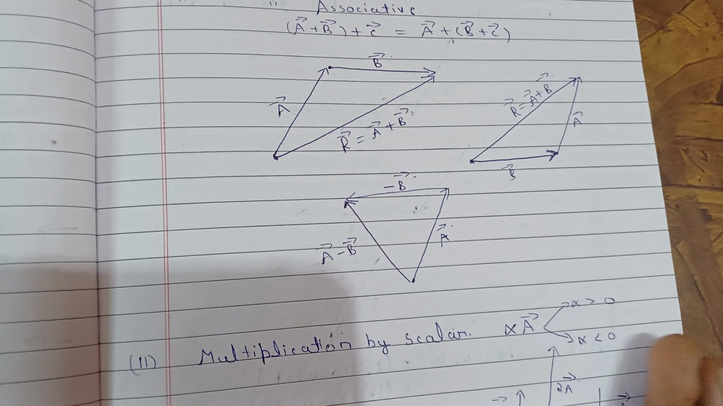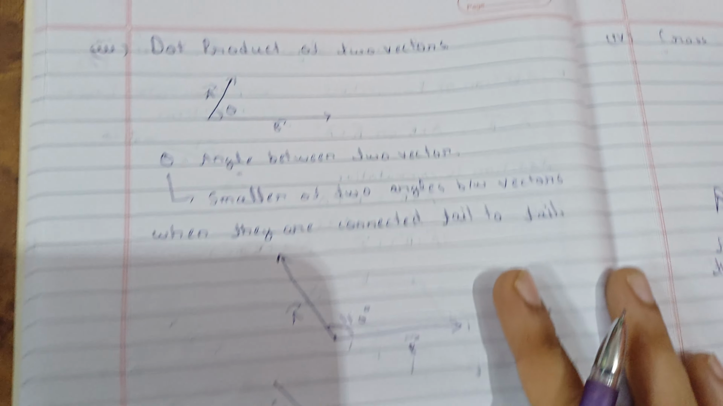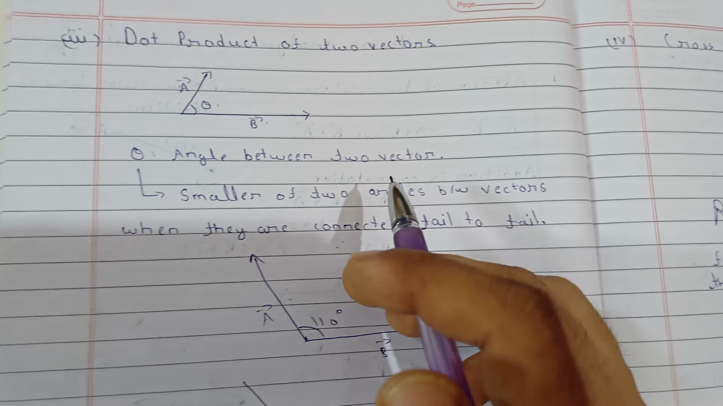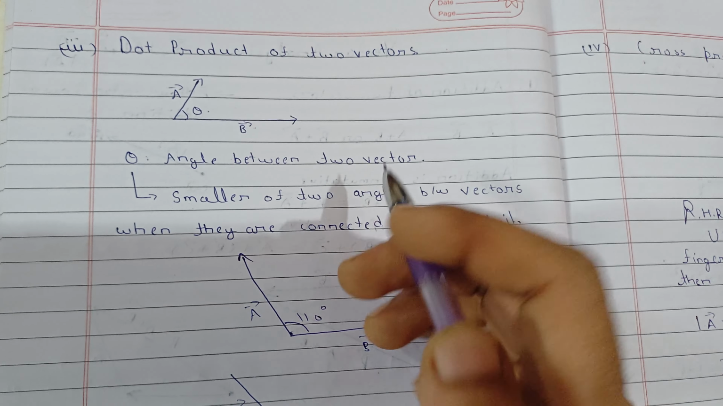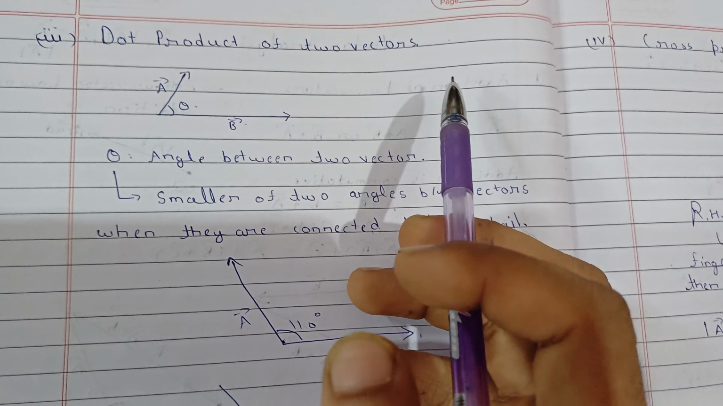Now these are the two operations, addition and multiplication. The third operation is the dot product and then the cross product. So these are the basic four operations. So what is the dot product? The basic definition of the dot product is that it is a scalar; the dot product of two vectors will give you a scalar value.